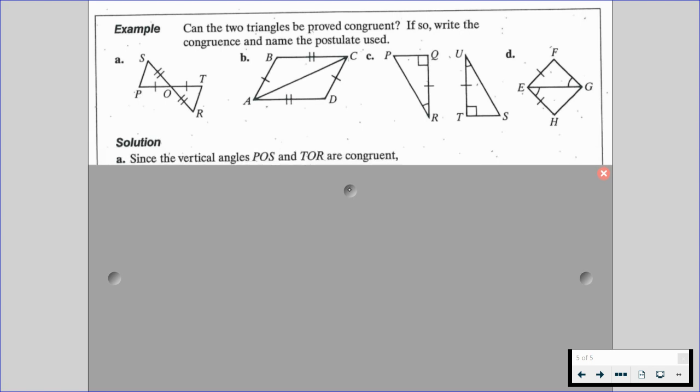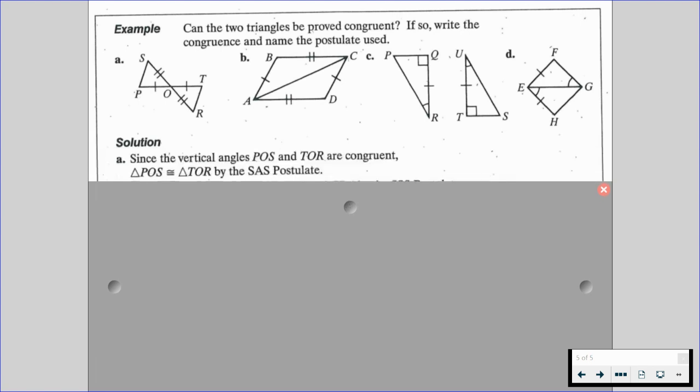So A, since the vertical angles of POS and TOR are congruent, then we're going to have triangle POS is congruent to triangle TOR by the SAS postulate. And they mean this angle and that angle right there. So we have 1 tick mark, congruent angle to 2 tick marks. Likewise in triangle TOR, we have 1 tick mark, 1 angle, and then 2 tick marks. So we can use side, angle, side. And notice how we go in the same order. Side, angle, side, side, angle, side. 1 tick mark to our angle to 2 tick marks, 1 tick mark to an angle to 2 tick marks.